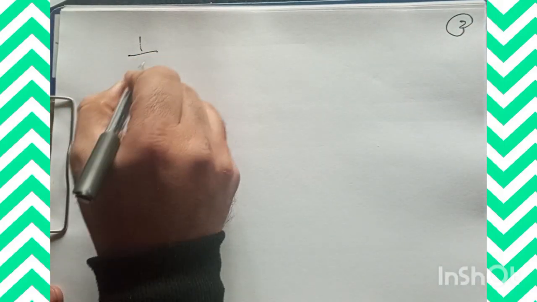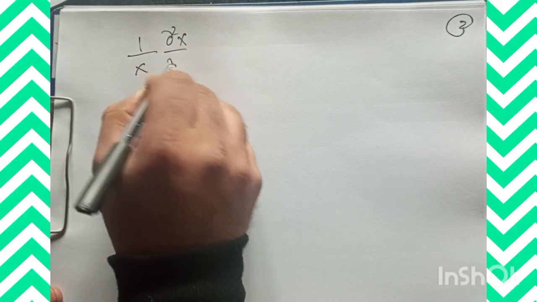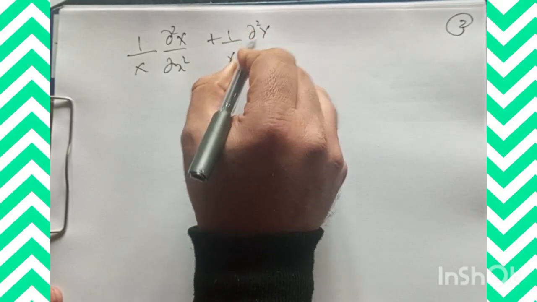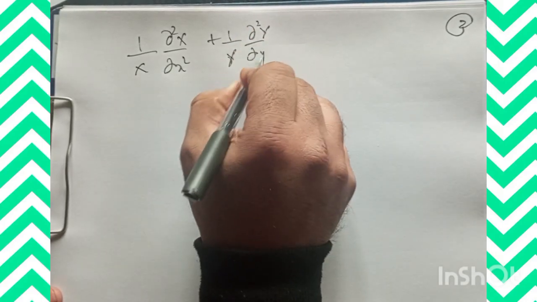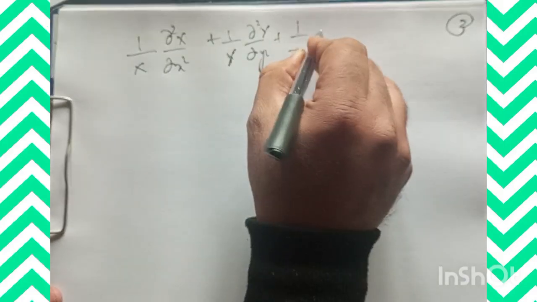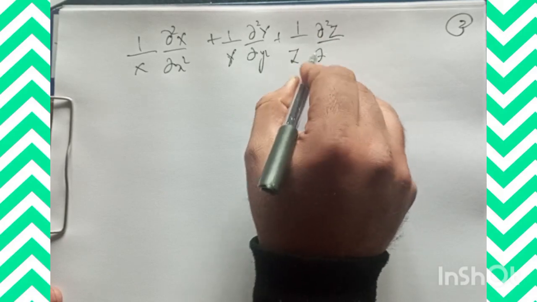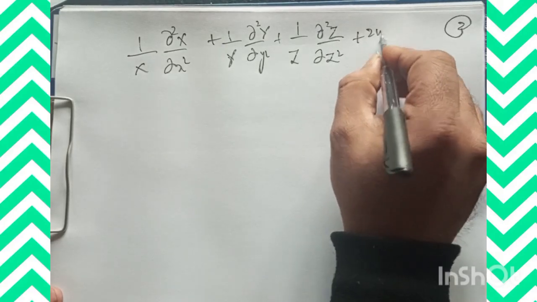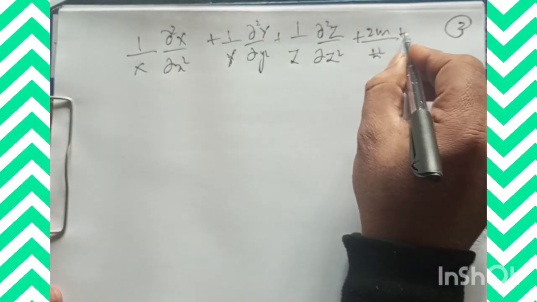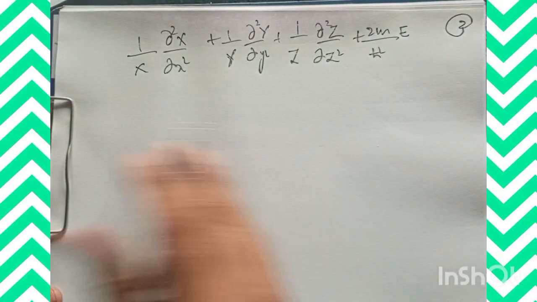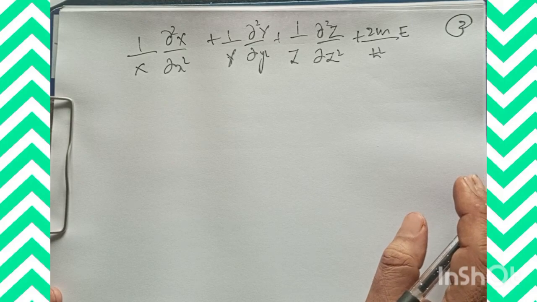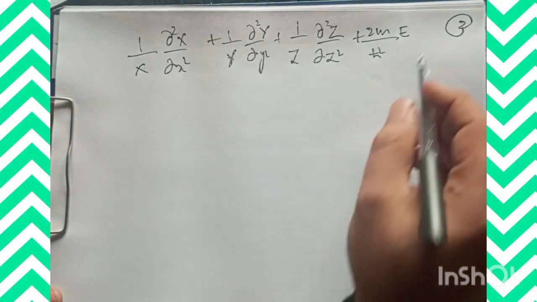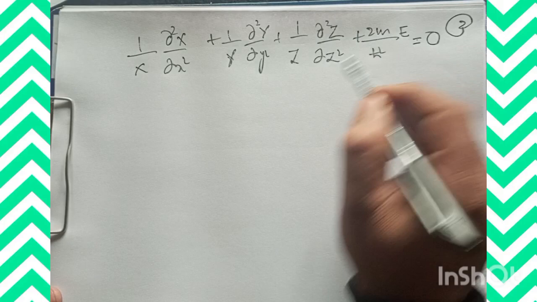What we will have is 1 by X dou 2X by dou x2 plus 1 by Y dou 2Y by dou y2 plus 1 by Z dou 2Z by dou z2, and then we will have plus 2m by h cross square E, because we have divided the equation by X of x, Y of y, and Z of z, and we will get rid of this psi here, and this is equal to 0.